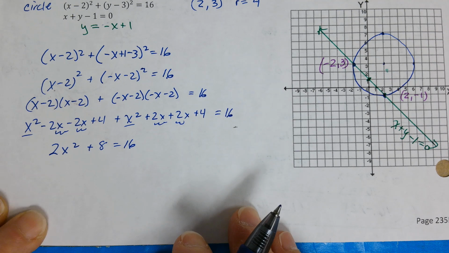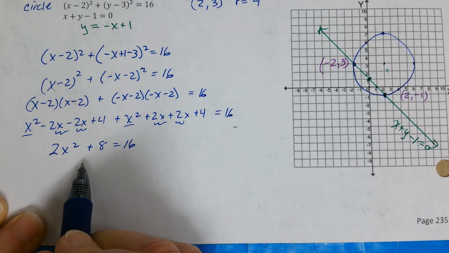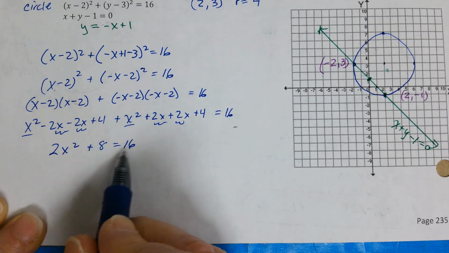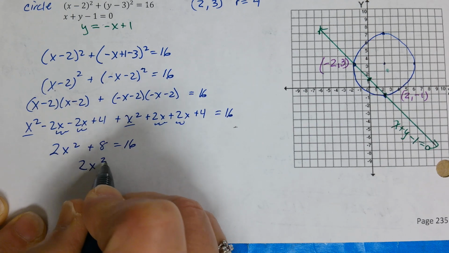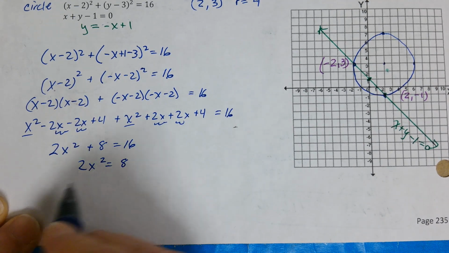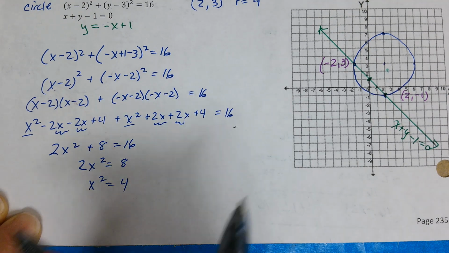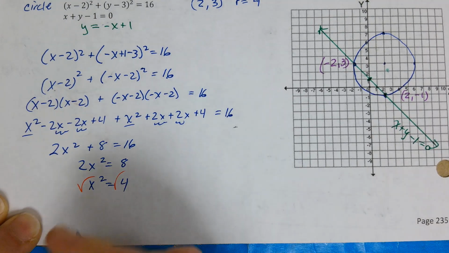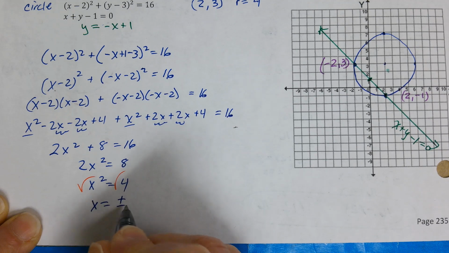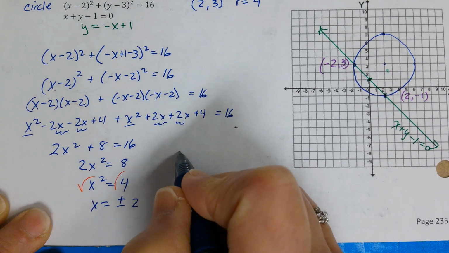This is an incomplete quadratic, right? There's no x term, there's no linear term, so I'll subtract 8, divide by 2, and take the square root of both sides. So x equals plus or minus 2.